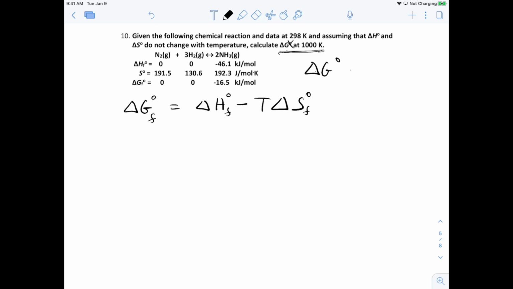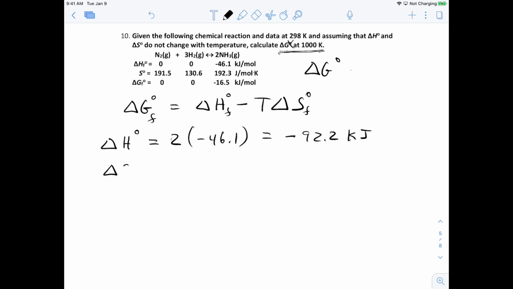So if you look up, delta H for this reaction is going to be 2 times ammonia's delta H, right? 2 times negative 46.1, which ends up being, that's 2 moles, so that's negative 92.2 kilojoules.